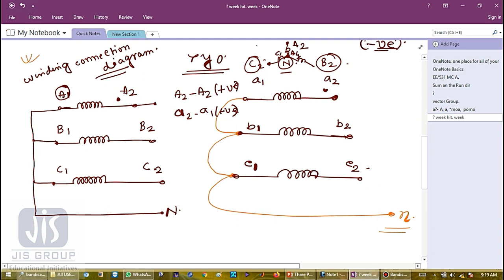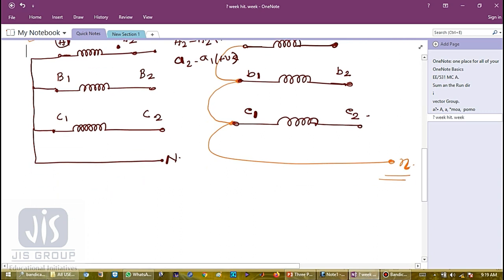But in most cases, we will first draw the secondary phasor diagram, then the primary phasor diagram, and then we will draw the winding connection diagram. We will see this in later cases. Okay, so this is the winding connection diagram.